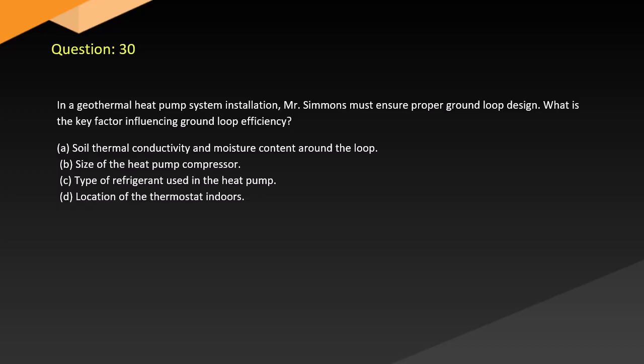Question 30. In a geothermal heat pump system installation, Simmons must ensure proper ground loop design. What is the key factor influencing ground loop efficiency? A. Soil thermal conductivity and moisture content around the loop. B. Size of the heat pump compressor. C. Type of refrigerant used in the heat pump. D. Location of the thermostat indoors.